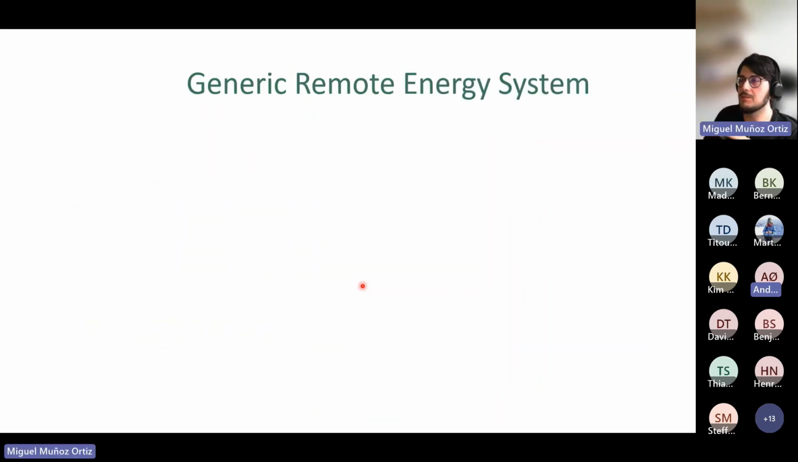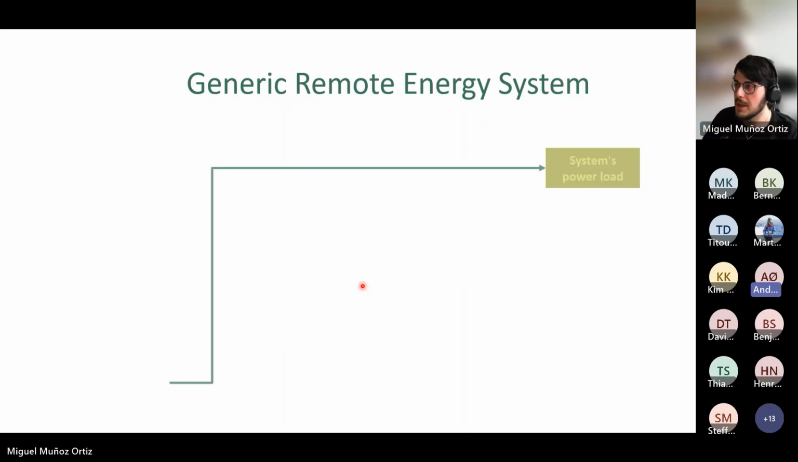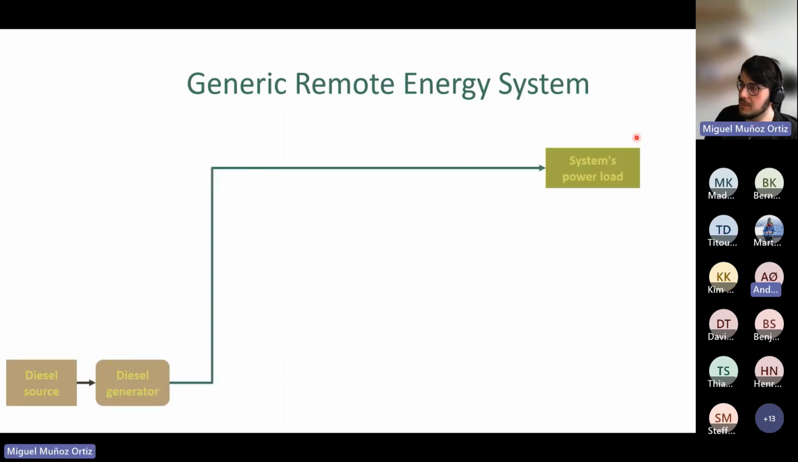And if we focus a little more on the system I'm going to show you, which I created in the open version of HyOpt, that you can use and test, changing parameters and playing with it a little bit, I can show you what it looks like. We have a system load that is nowadays provided by a diesel generator that takes diesel from a diesel source.